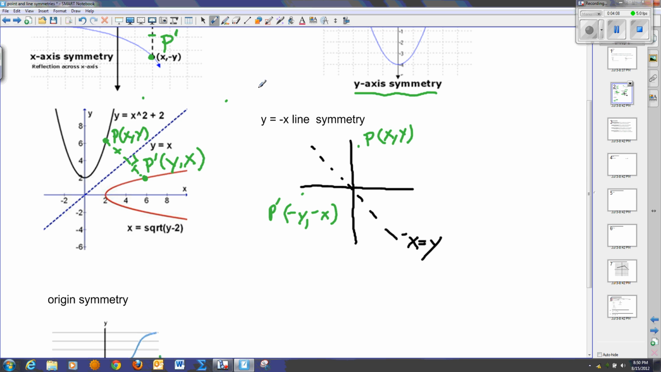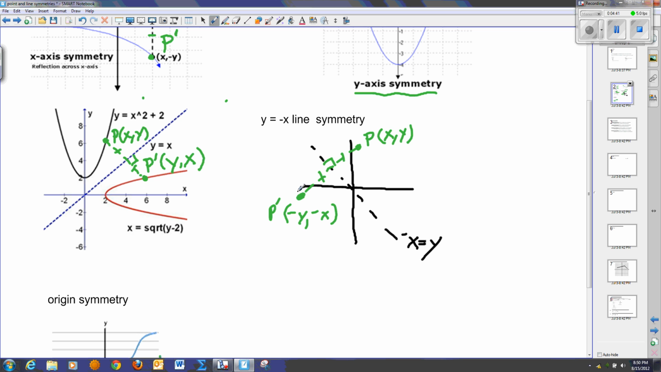If we look at the line y equals negative x, and I pick some random point, we're going to call it P, right here, and give it the value of xy. And again, I make another point after flipping it over. That new point, its image point, is going to be over here. I notice once again that the line y equals negative x is perpendicular and it bisects the segment connecting those 2 points.